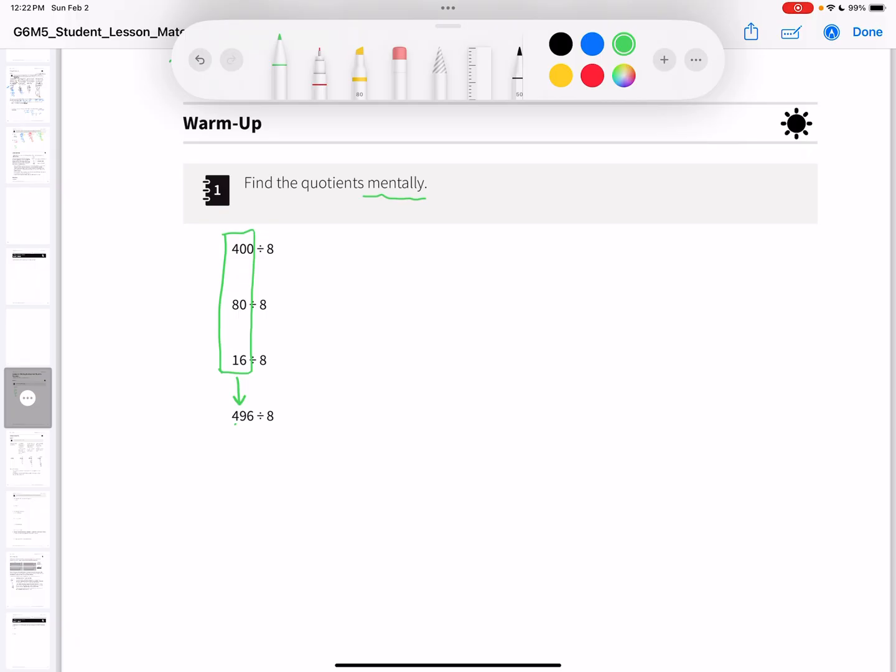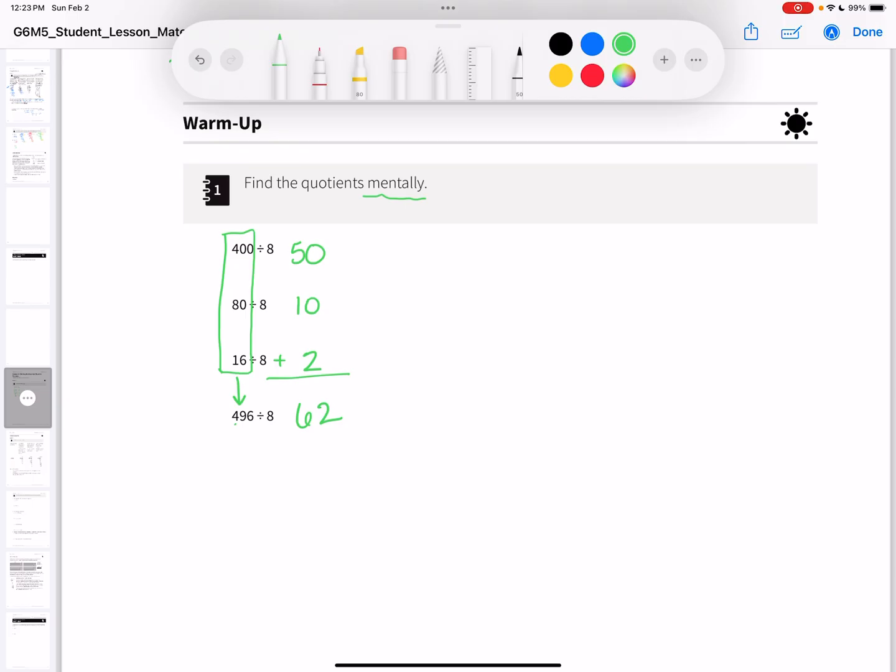All right, so let's work through this. 400 divided by 8. Well, 40 divided by 8 is 5, so 400 divided by 8 would be 50. 80 divided by 8 is 10, because 10 times 8 is 80. And then 16 divided by 8 is 2, because 2 times 8 is 16. So then we add those all up to get what 496 divided by 8 would be. So 50 plus 10 is 60, plus 2 is 62. So we could do that mentally.